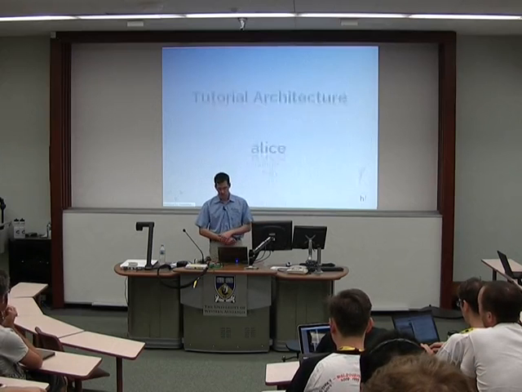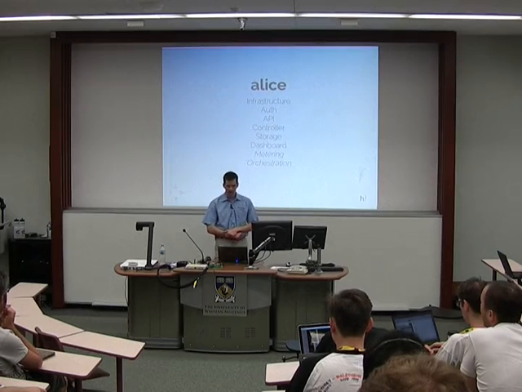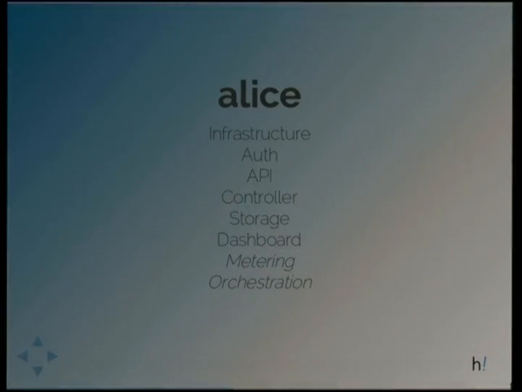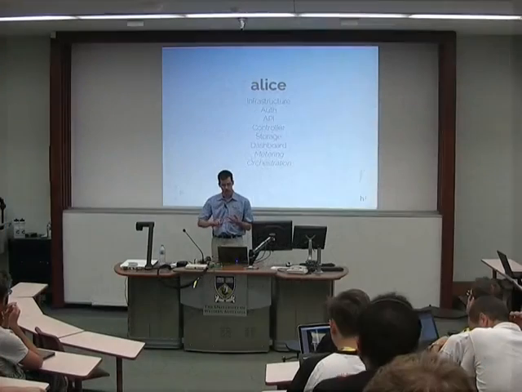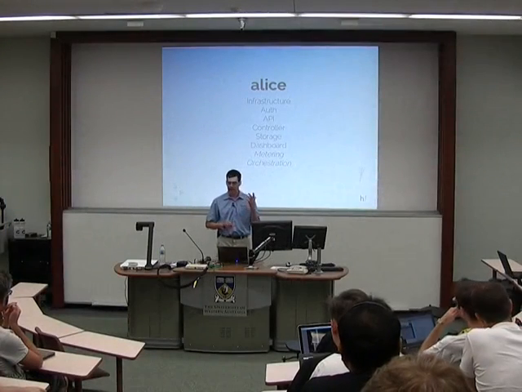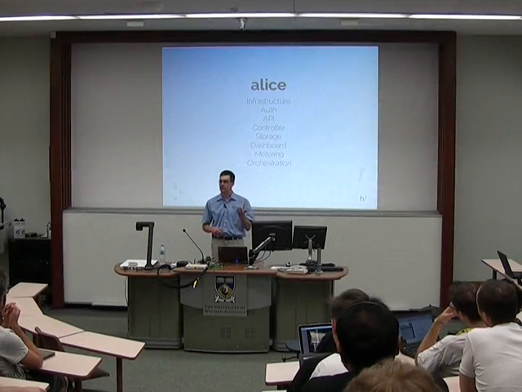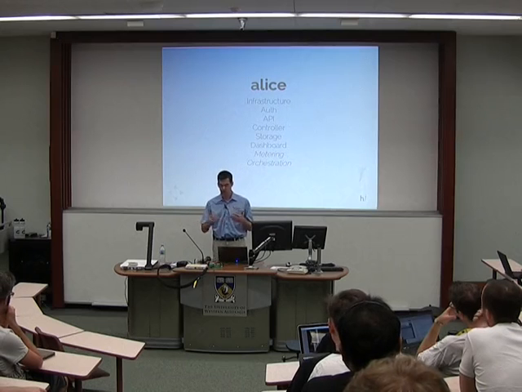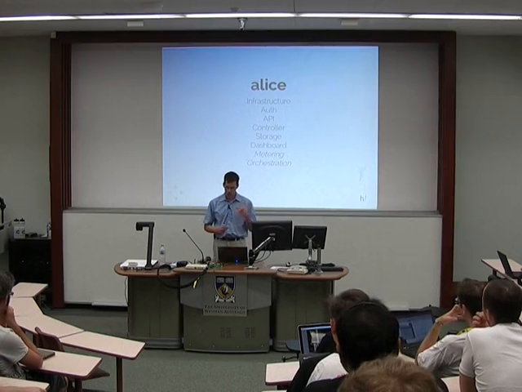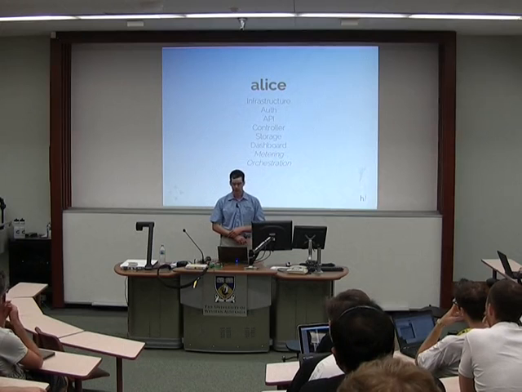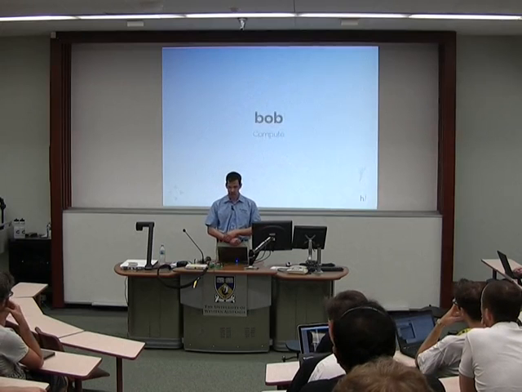But as far as the architecture is concerned, we have one node that actually holds a great number of these roles. We call it Alice, and Alice is going to work as our infrastructure node, authentication node, API node, controller node, storage node, dashboard node, and we could also slap the metering and orchestration on Alice if we wanted to. I'm not sure if we're going to get to that time-wise, but it will be very easy to do for you.